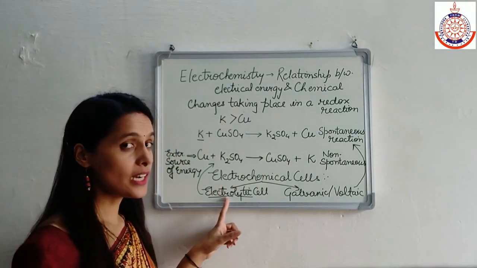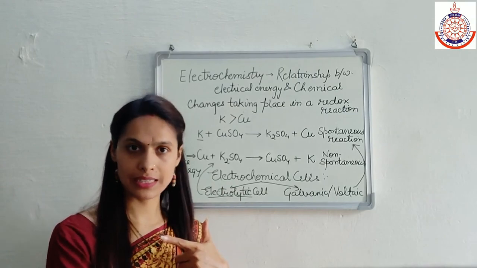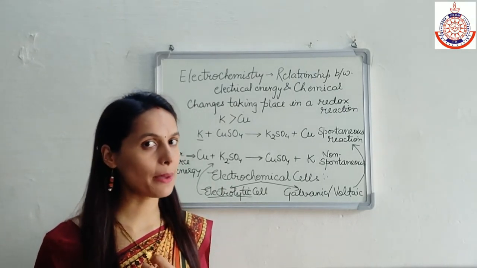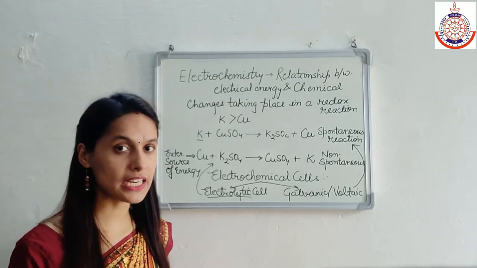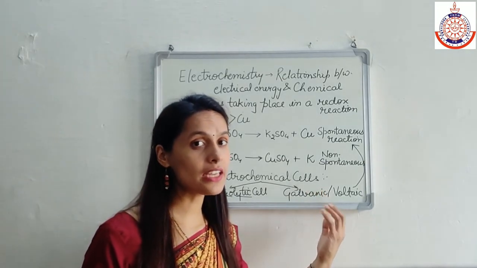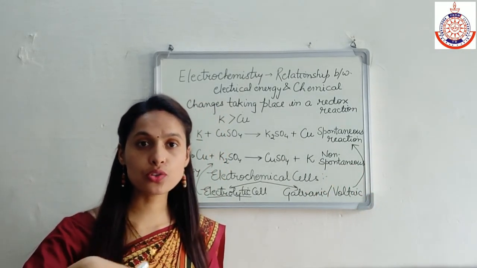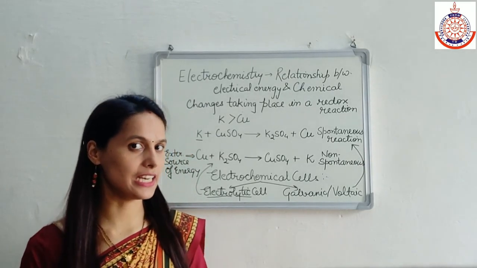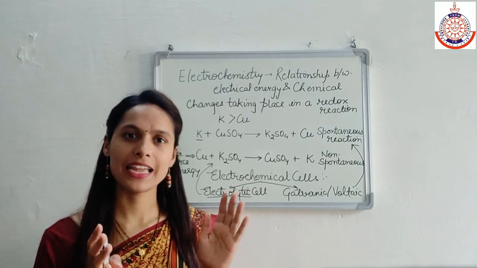But in an electrolytic cell, electrical energy gets converted into chemical energy. Means electrical energy is used to bring about chemical changes in reactions which are non-spontaneous. And in a galvanic or voltaic cell, the chemical energy produced in the redox reaction gets converted into electrical energy. Now we study the electrolytic cell in detail.